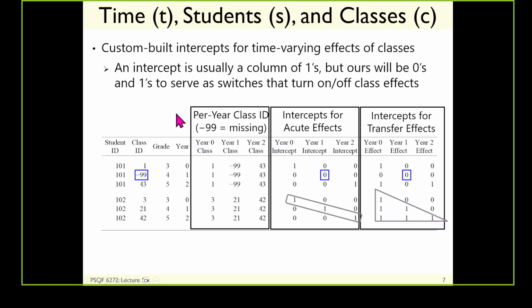So the coding to this can be a little bit tricky, but the idea is that you're building custom intercepts that turn up or down or on or off as a function of when you want that classroom effect to be present in that child's life in that year. That's the key idea. Then you have a question as to whether you want to make it a fixed effect or a random effect.